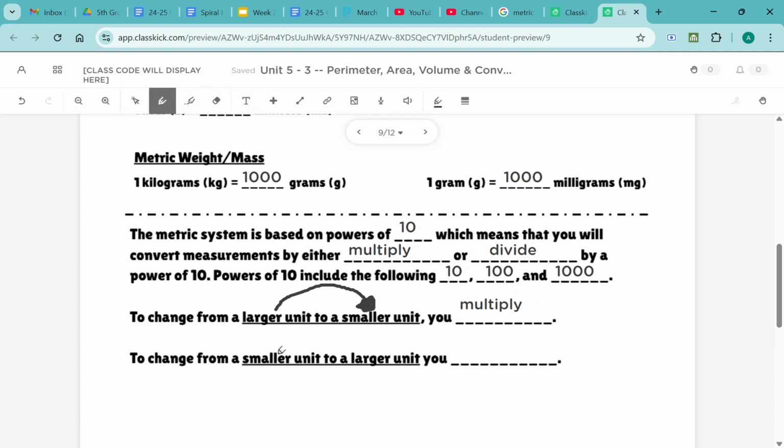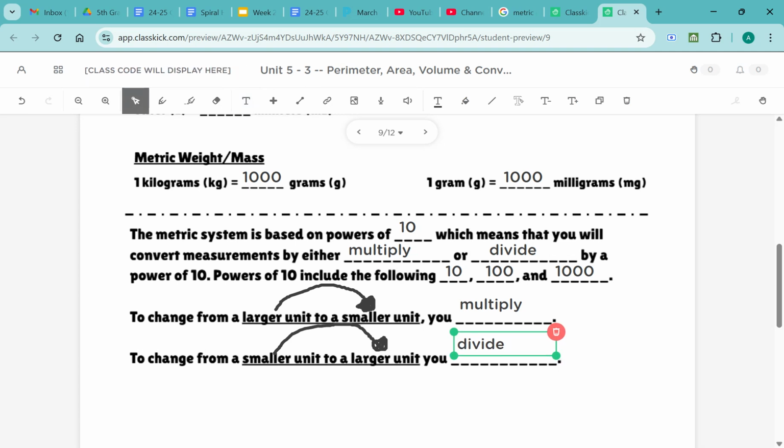And then the opposite, when we start with a small unit and we're going to change it to a big unit, we're going to do the opposite. We're going to divide. So by just knowing those two rules, large unit to small unit, multiply, small unit to large unit, we divide. Okay? So let's go ahead and do a couple practice problems, and I'm going to be using this a lot. Large unit to small unit, multiply. Small unit to large unit, divide.